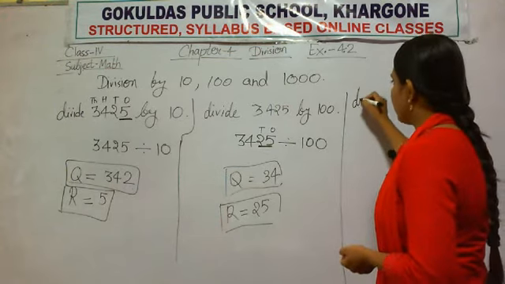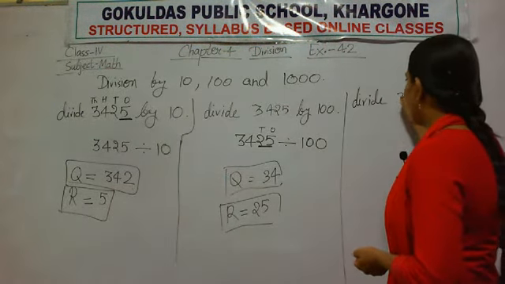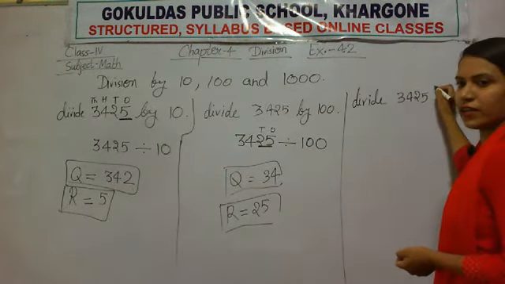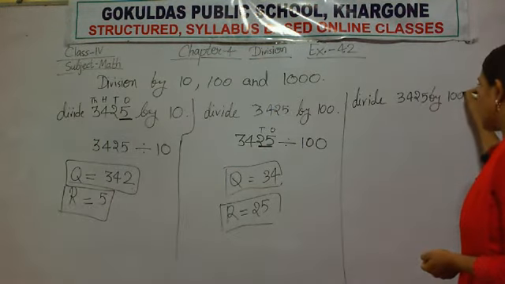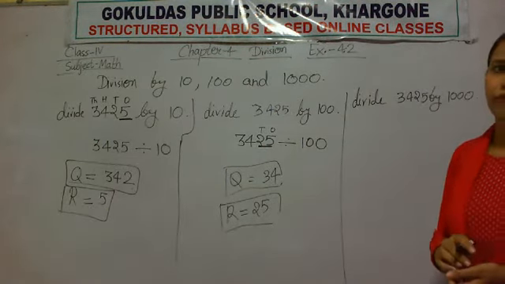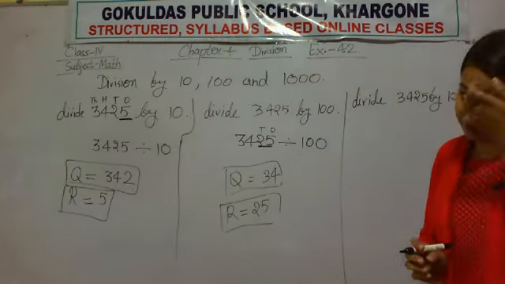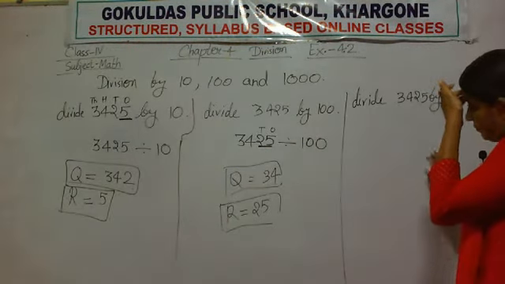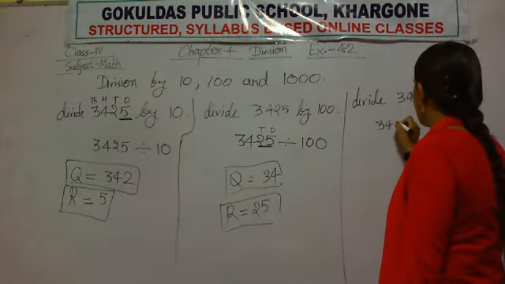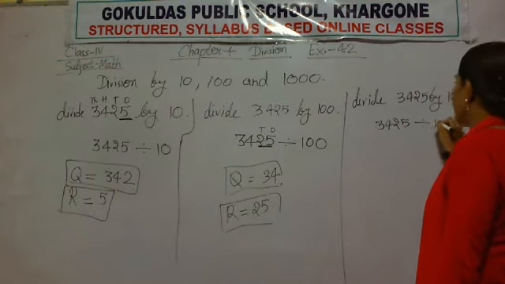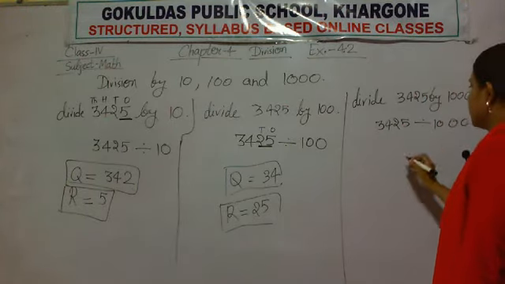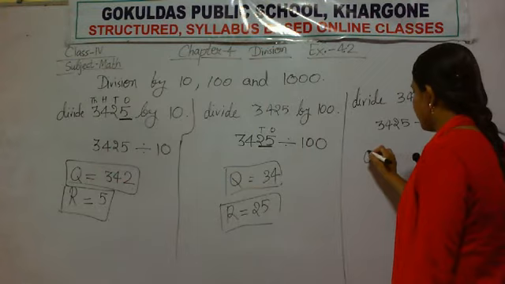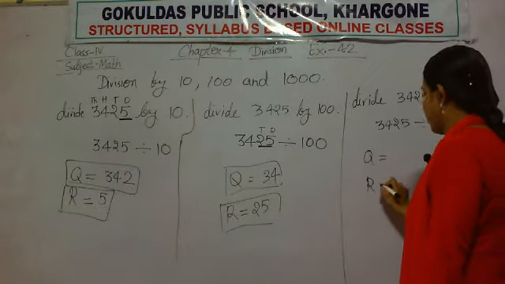Now divide 3425 by 1000. Okay, 3425 divided by 1000. So let us write the quotient and remainder.